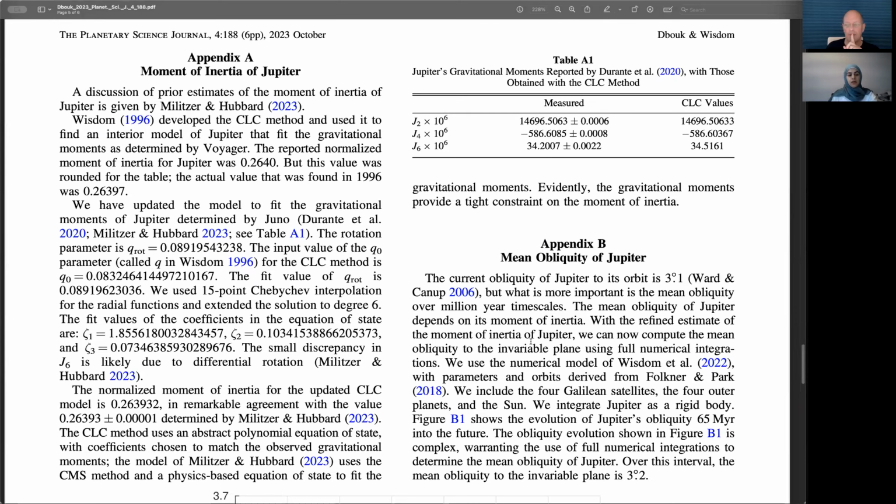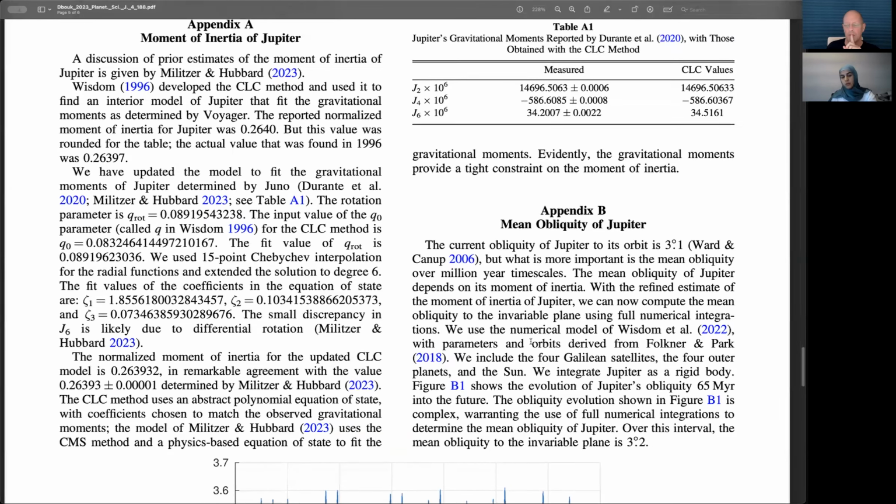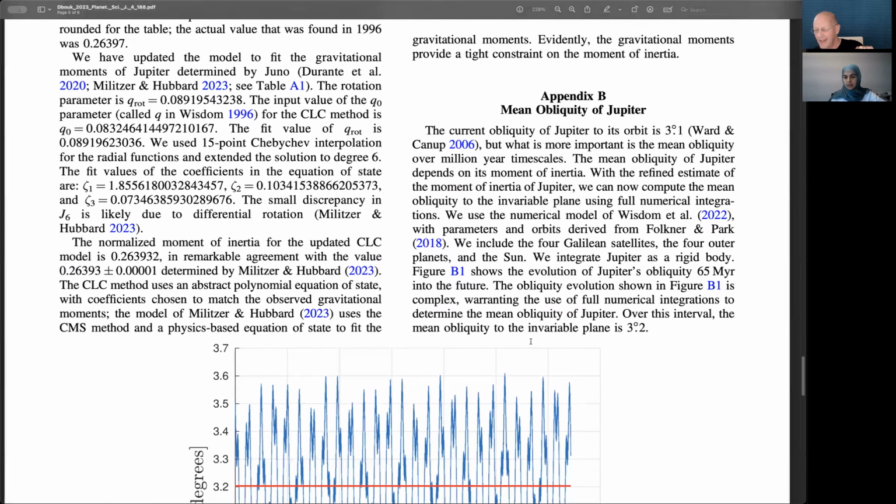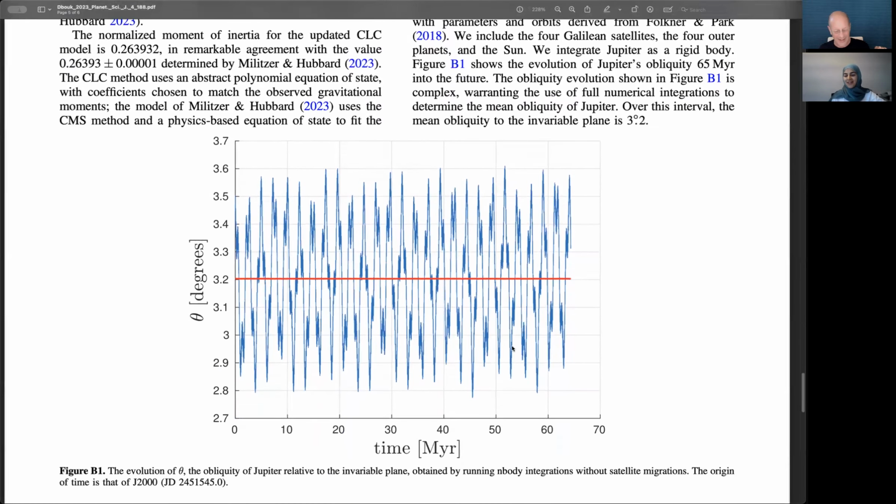Cool. And also Appendix B is where we did the mean obliquity evolution of Jupiter. So we did n-body simulations, took into account that newly determined moment of inertia. We found that the obliquity is not in resonance and it's oscillating about 3.2. This is with respect to the invariable plane. Yes. Okay. I was going to ask this question earlier when we were looking at figure 2, but it's right. So all the thetas give you the time scales on variations. Very cool. Very nice.